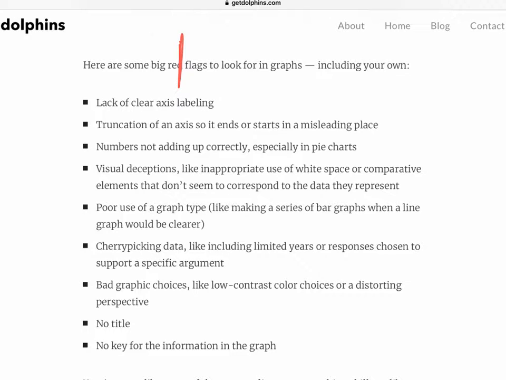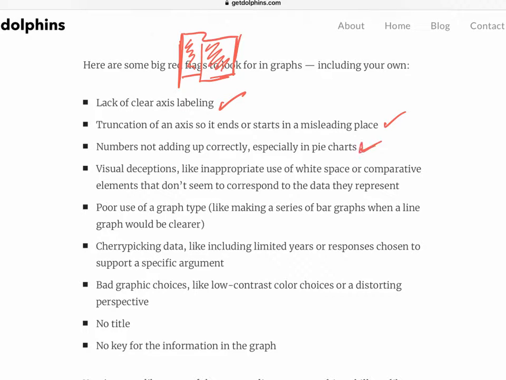So we have some red flags to look for when graphing. Not just when you're reading other graphs, but also when you're making your own. We already mentioned the clear axis labels. Make sure your axes are labeled. Truncating or adjusting the axes so that it's unclear or that you don't notice where it starts. There's a couple good examples of that on the website.